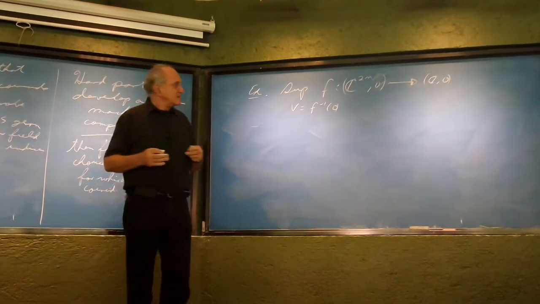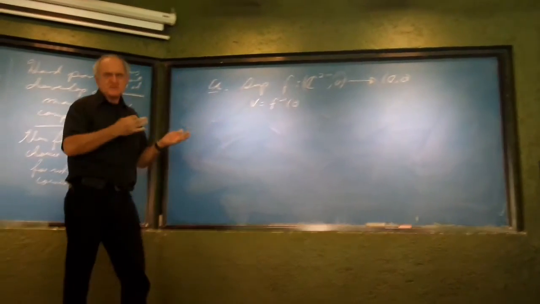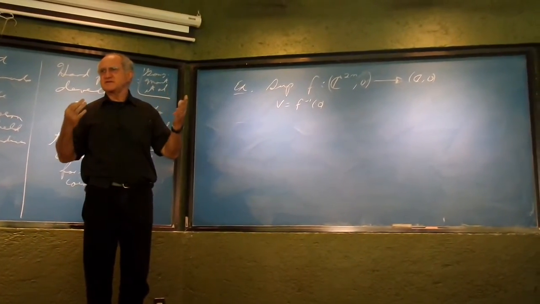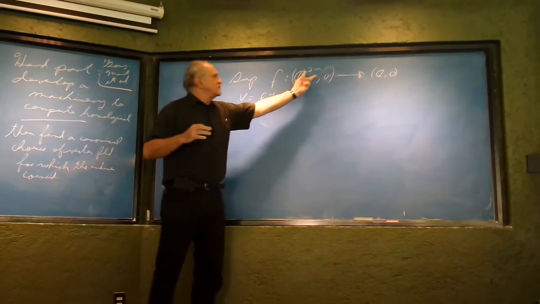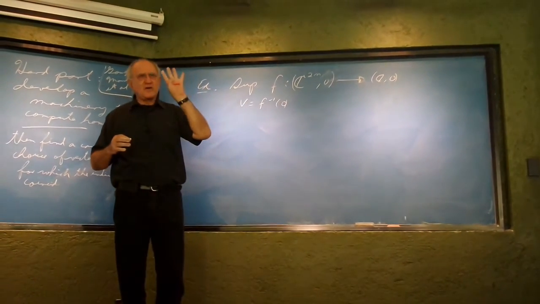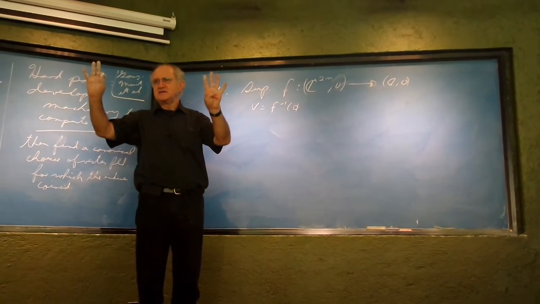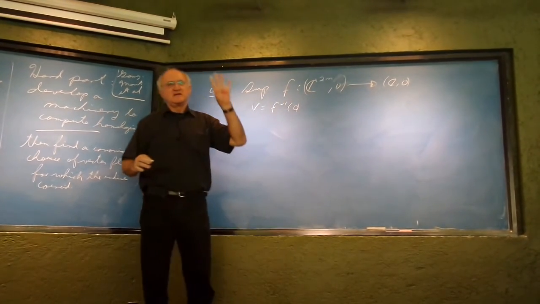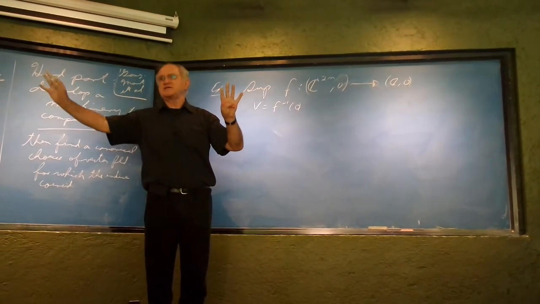Okay? But there's a formula for hypersurfaces. The formula that he proves is that in all dimensions, it is the dimension of something minus the dimension of something else. In the other dimensions, it is the dimension of something minus the dimension of something else plus the dimension of something else.